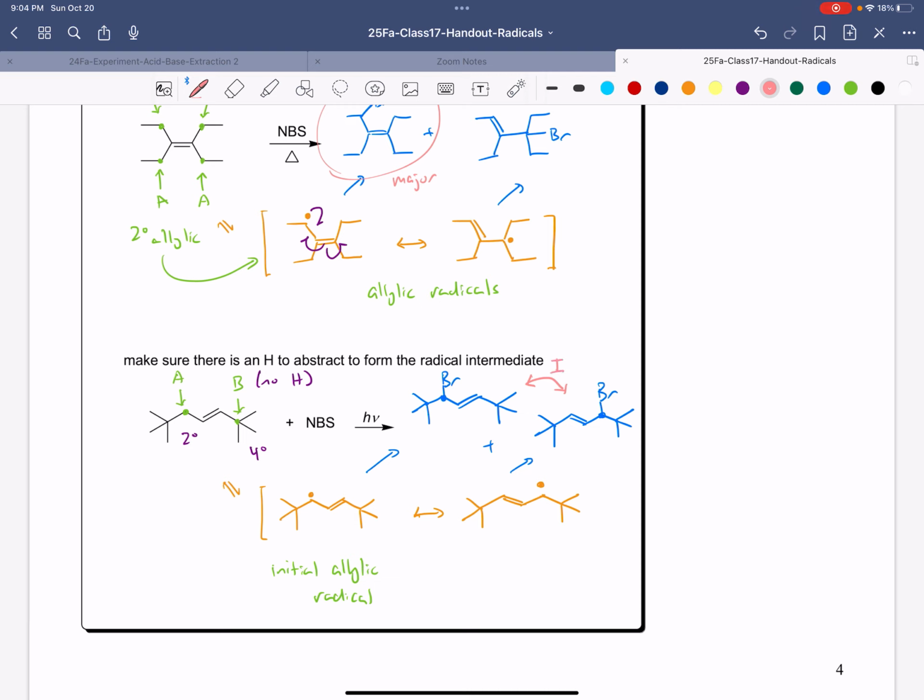You just have to take the one on the left and flip it. Turn it over. Don't rotate it, just turn it over, and you'll get the Br on this side. Everything else is the same. Okay, so these are identical. There is no major because we don't have a mixture.